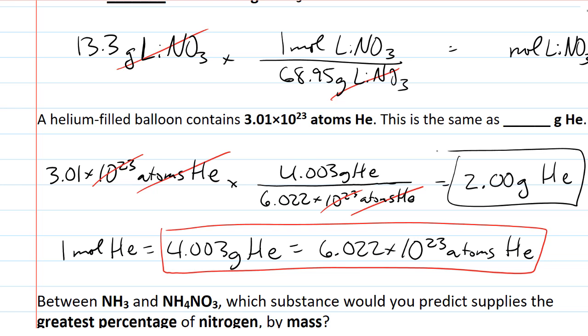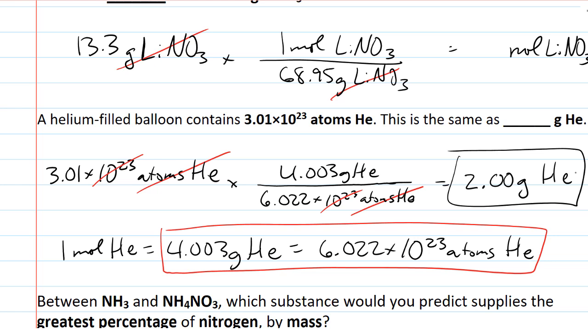So we just have to remember that for each periodic table gram amount, that's Avogadro's number of atoms. If we're talking about elements, it's Avogadro's number of atoms of that element. So in this case, it's 1 mole of helium, 4.003 grams of helium, and Avogadro's number of atoms of helium. And remember, Avogadro's number is a huge, huge number. We talked about that the other day.